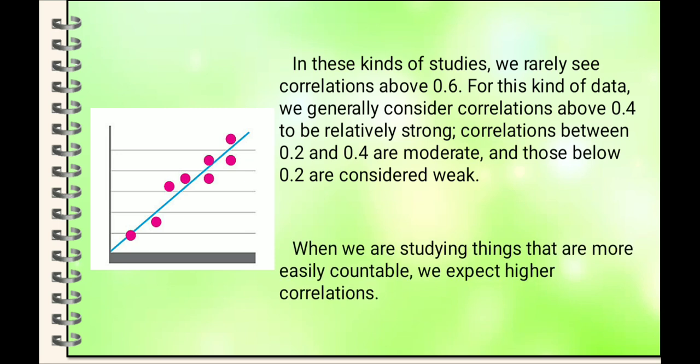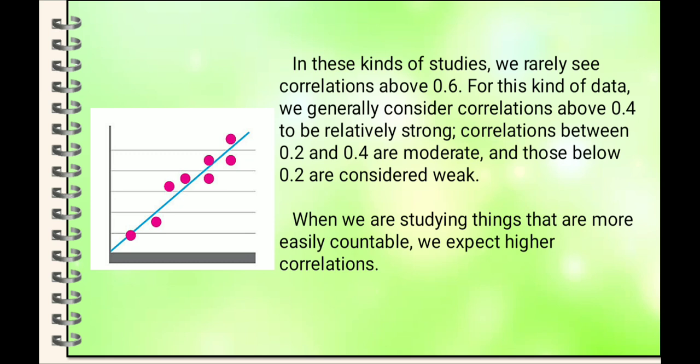When we are studying things that are more easily countable, we expect higher correlations. For example, with demographic data, we generally consider correlations above 0.75 to be relatively strong. Correlations between 0.45 and 0.75 are moderate, and those below 0.45 are considered weak.